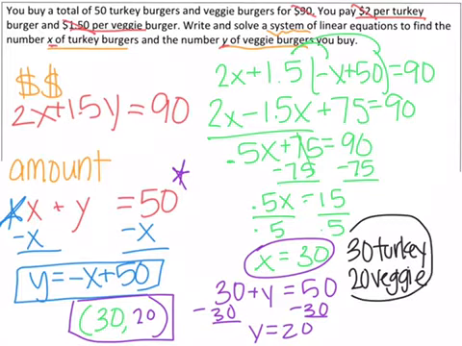So it's really good to label your answer. Now we know we had a total of 50 burgers that we bought, so 30 plus 20 is 50. And when you plug it into the price equation, it's $2 for turkey, $1.50 for veggie, and it's an equal $90 that you spent.